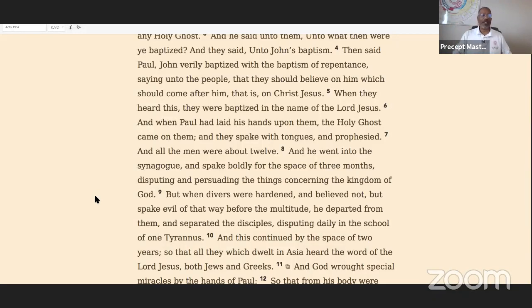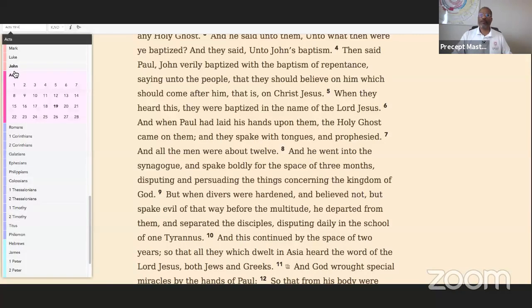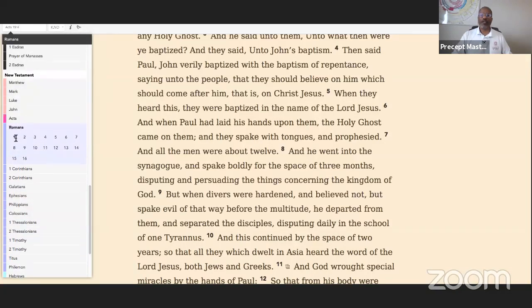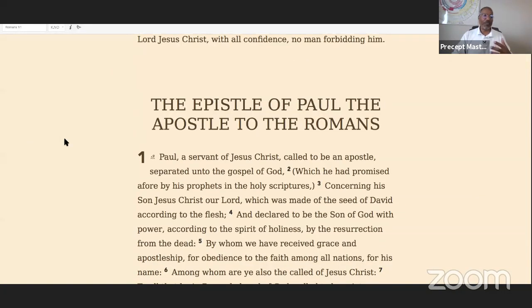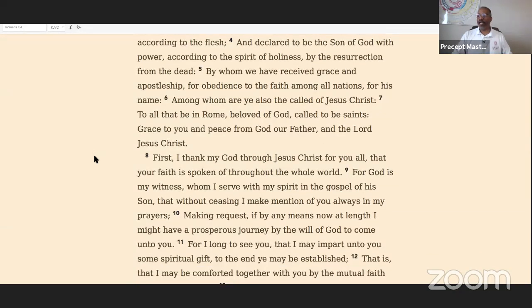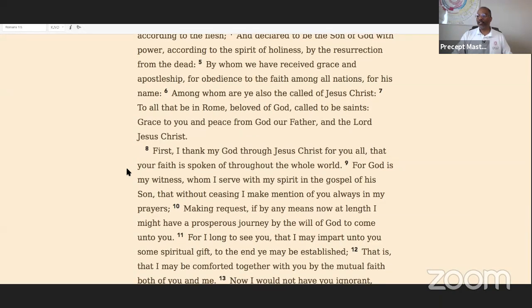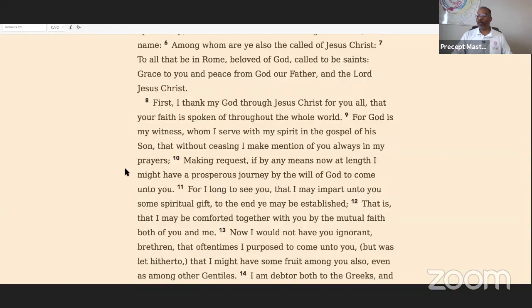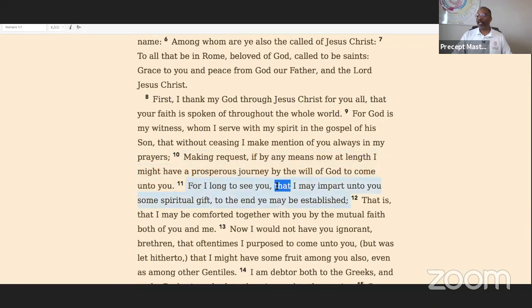So how do we know that this is all part of it? Let's look at this. We have to constantly go through the same thing and understand what was happening. As he's telling you, he makes mention of us, and he wants to impart some of these gifts in us, imparting to you spiritual gift that you may be established in the mutual faith.